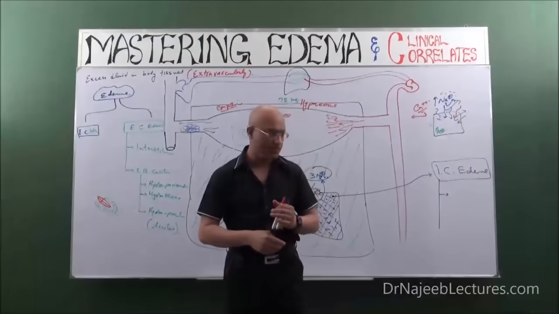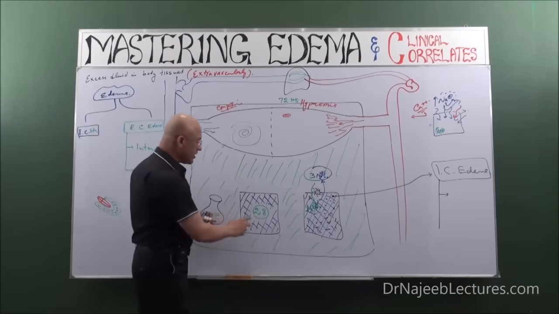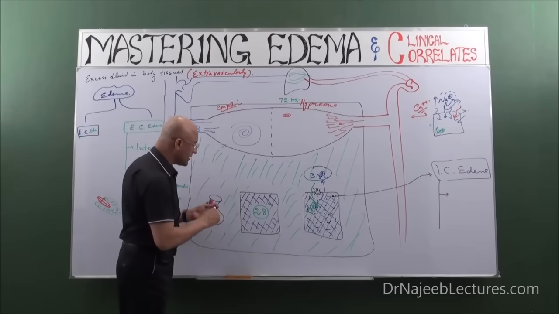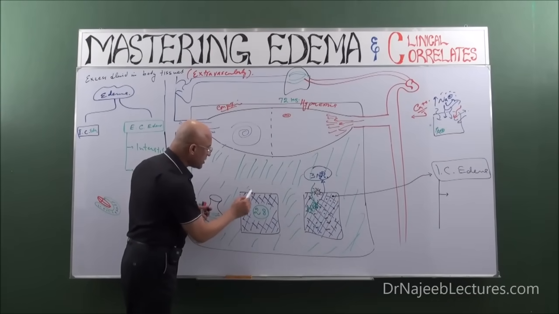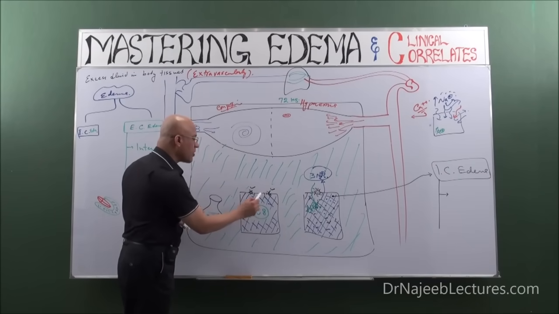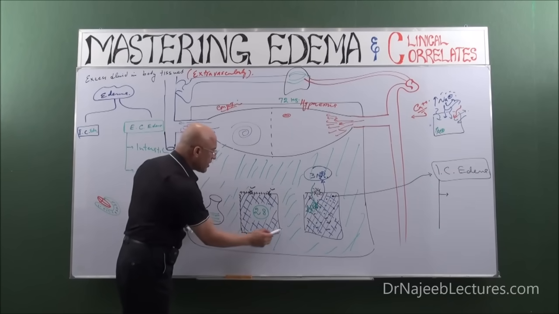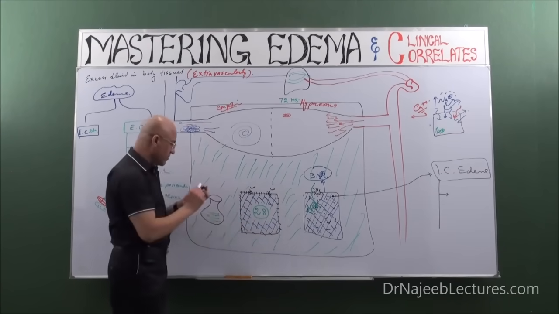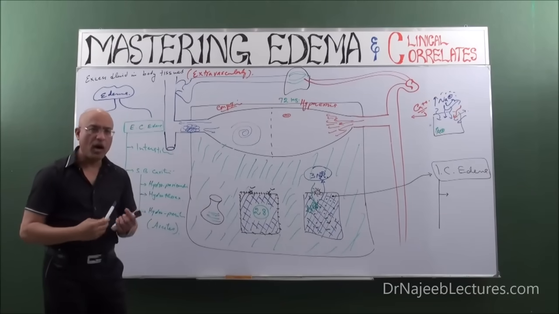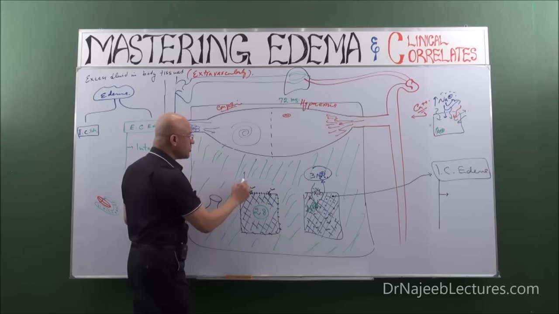Then one more condition. Let's suppose in this cell, the sodium potassium ATPases are working fine, and generally the cell membrane is also okay. In this cell, the membrane is also okay, right? But due to some reason, outside the cell, hyponatremia develops.